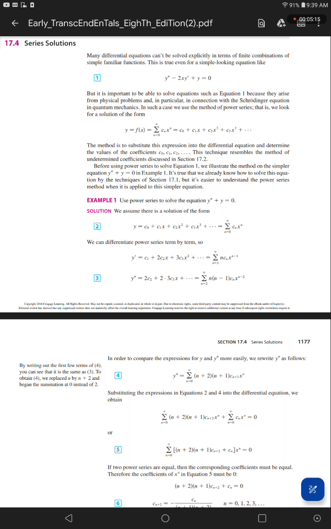Sidebar. By writing out the first few terms of equation 4, you can see that it is the same as equation 3. To obtain equation 4, we replaced n by n plus 2 and began the summation at 0 instead of 2. Back to the text.